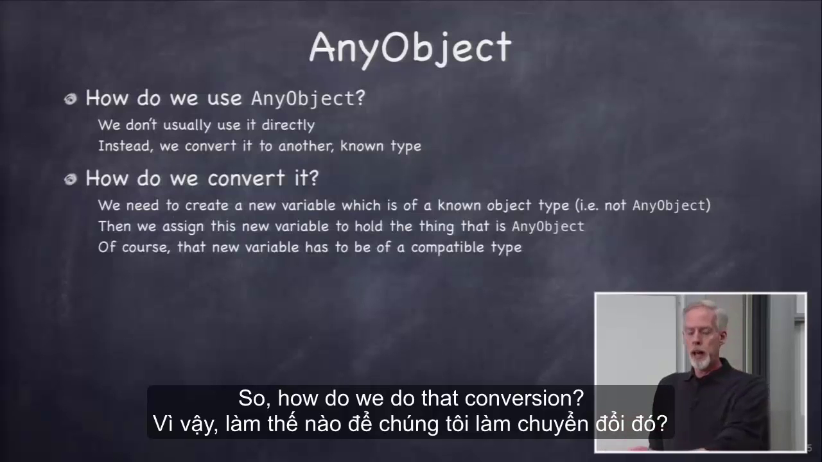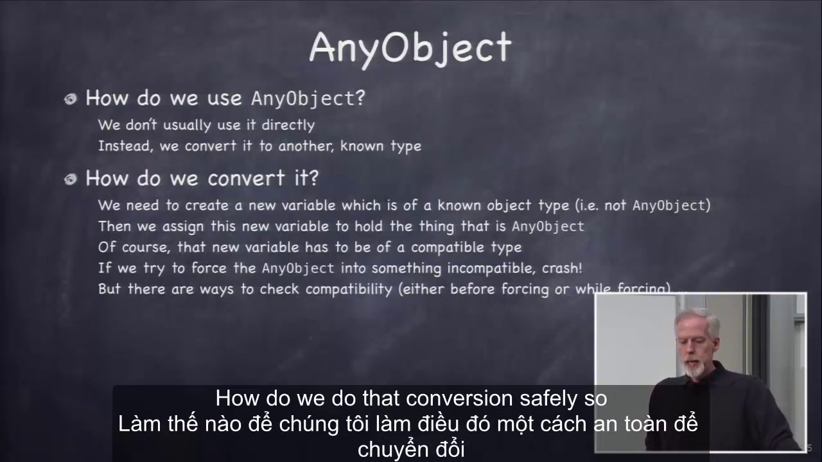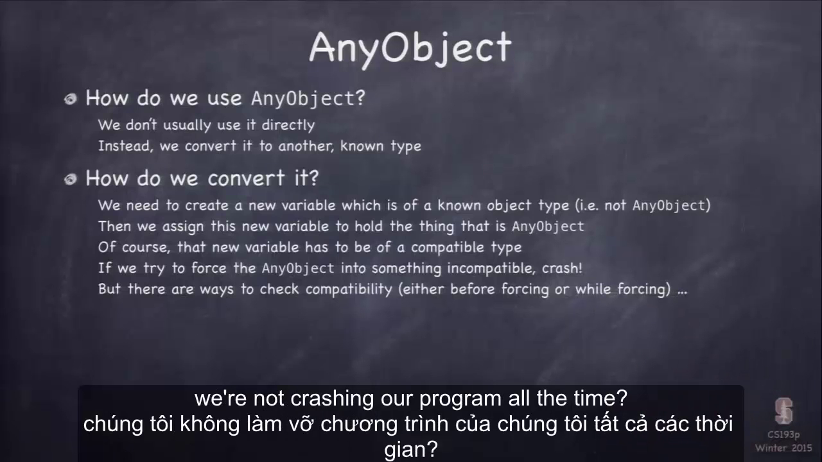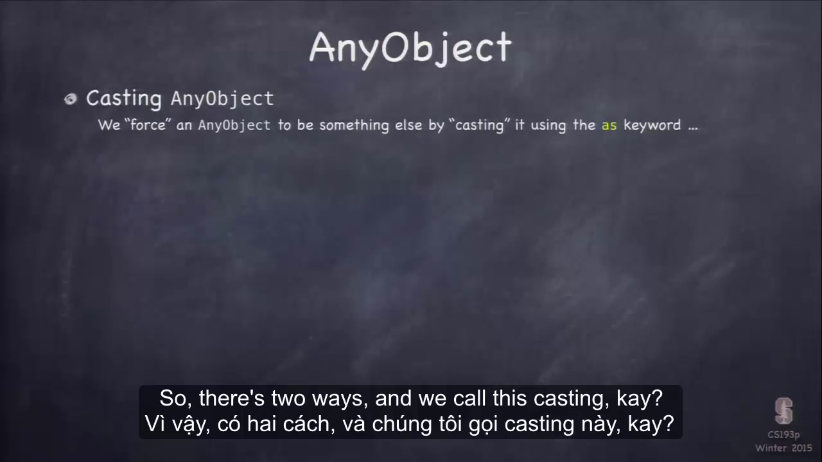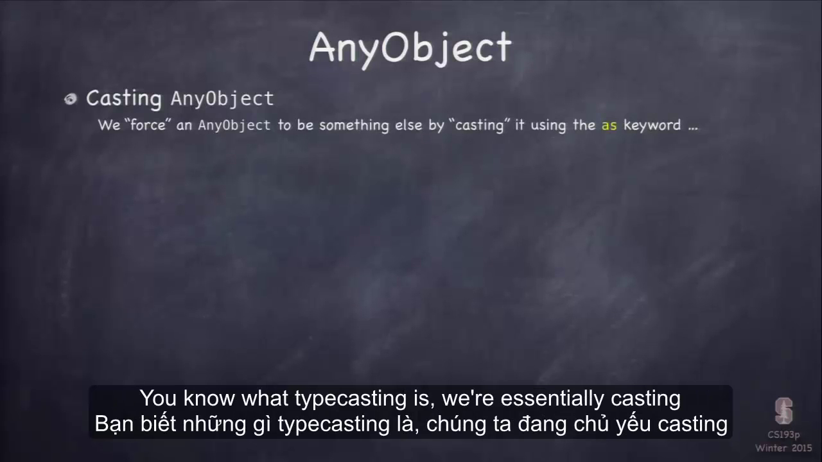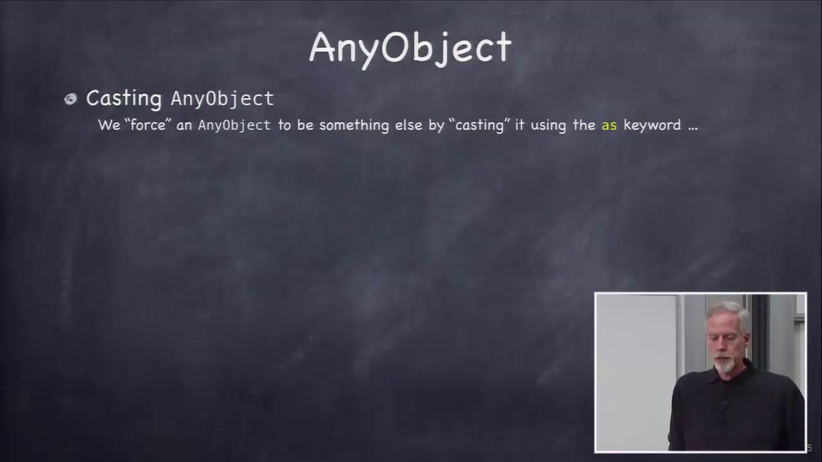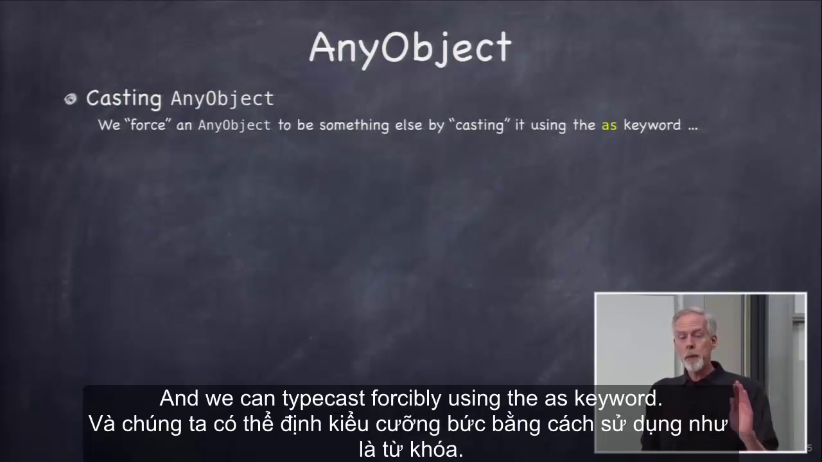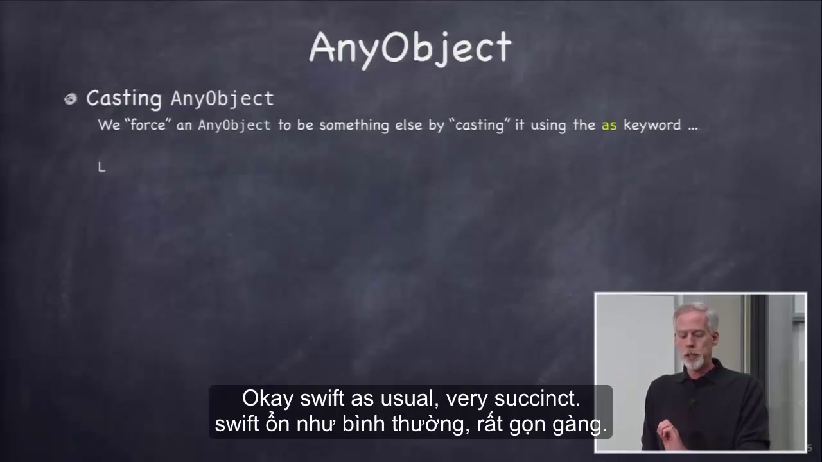So how do we do that conversion? How do we do that conversion safely so we're not crashing our program all the time? So there's two ways, and we call this casting, okay? You know what type casting is. We're essentially casting the type from any object to something else. And we can typecast forcibly using the as keyword, as. Okay, Swift, as usual, very succinct.